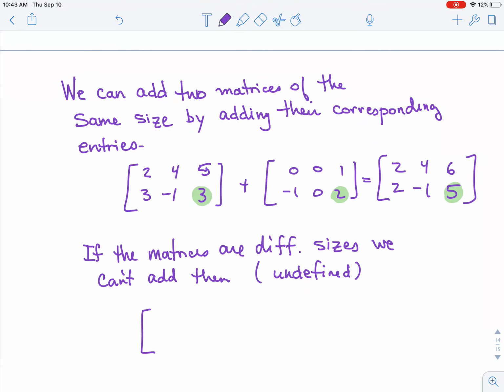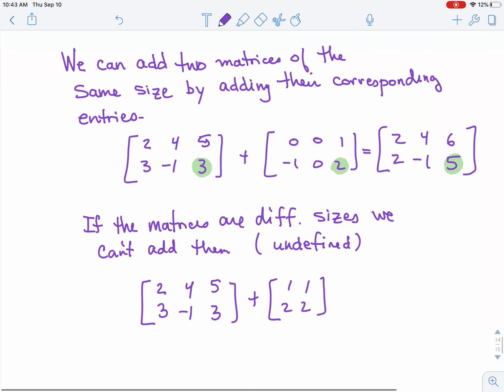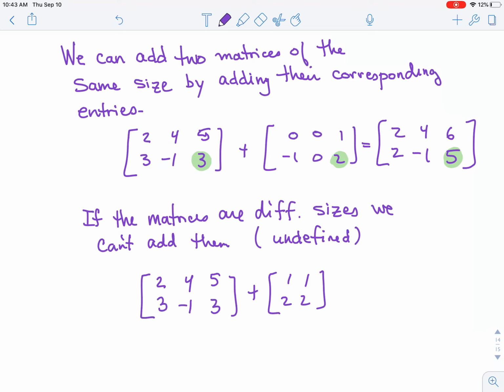And if I had two matrices that were different sizes, like say I had the same first matrix, but I wanted to add to it a 2 by 2 matrix, something like this. This is undefined because it's like adding a banana and a race car, right? It's two completely different things. And because these are of different sizes, this is a 2 by 3 matrix, and this is a 2 by 2 matrix. So the sizes aren't the same, so we're not able to add those matrices together. Okay? And so that's how we can add matrices.